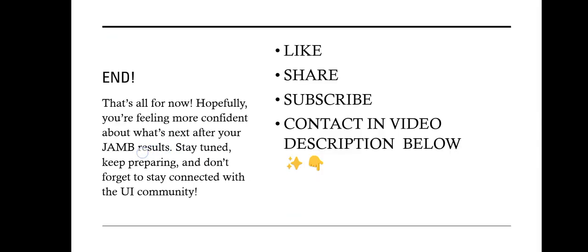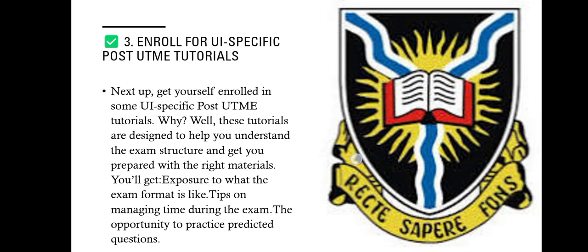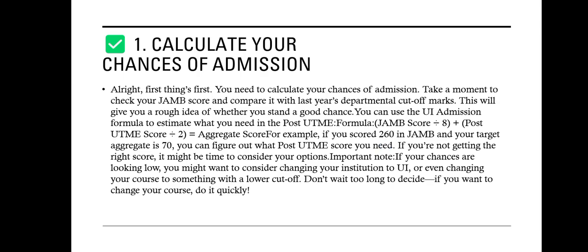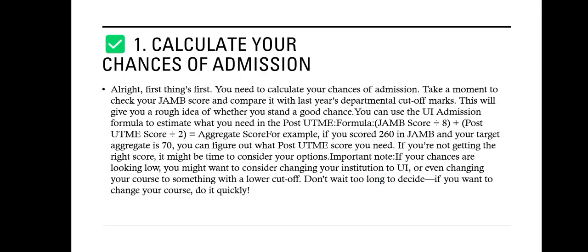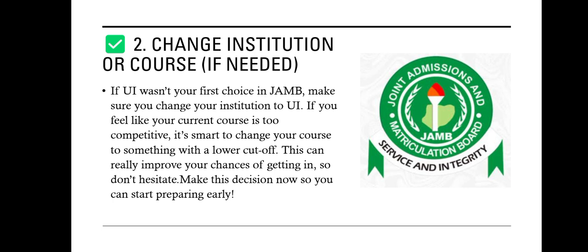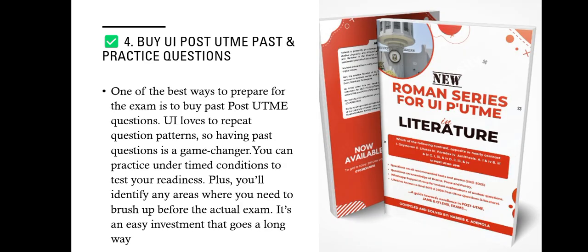So let me see what we have next. Okay, that's the end of what you have to do. So now I have explained from the beginning that these are the things you have to do as an aspirant of UI. Number 1, calculate your chances of admission. Number 2, change your institution or course if you are required to do so on time. Number 3, enroll for UI specific or UI based post-UTME tutorials. Number 4, I said that you should buy post-UTME past questions to practice.